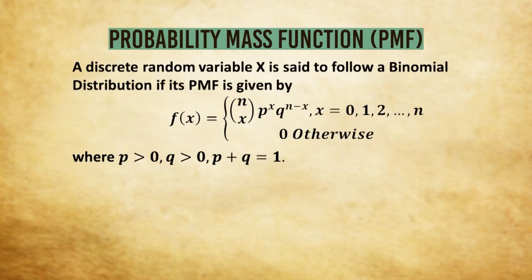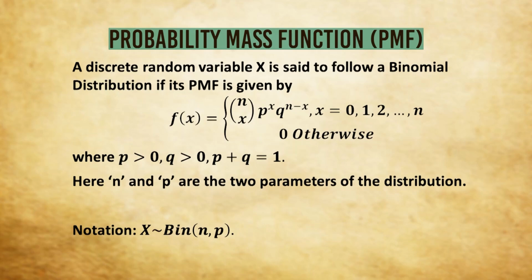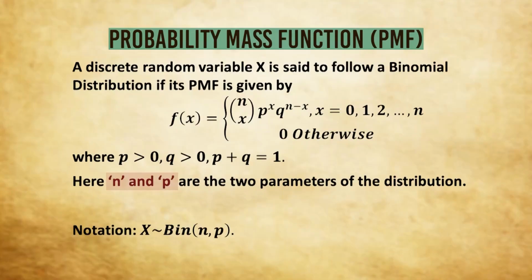The probability mass function of a binomial distribution is f(x) equals nCx p to the power x q to the power n minus x, where x takes the value 0, 1, 2 up to n, and 0 otherwise. You can see there are 3 constants involved here, n, p and q. Now p plus q is equal to 1. That means if I specify the value of p, the value of q can be obtained and the other way also. So basically there are 2 constants involved, n and p. These 2 are the parameters of this distribution and we use the notation X follows binomial(n, p).